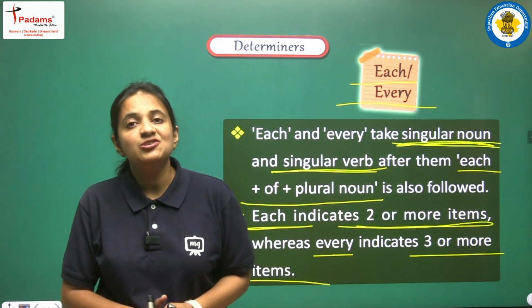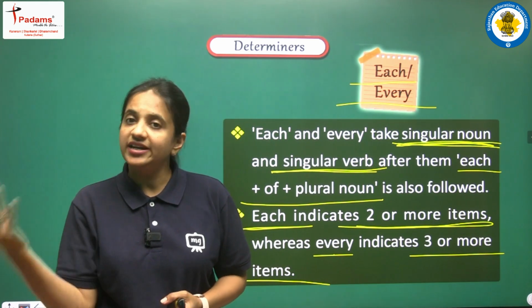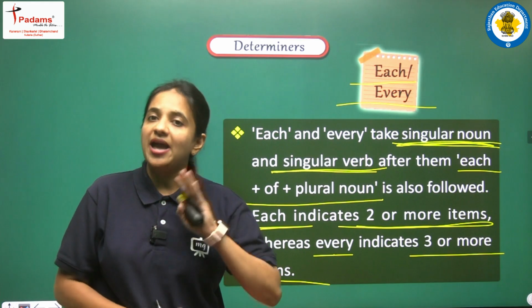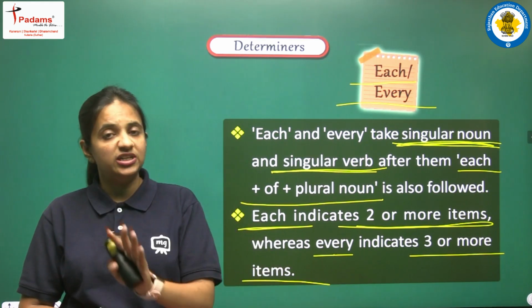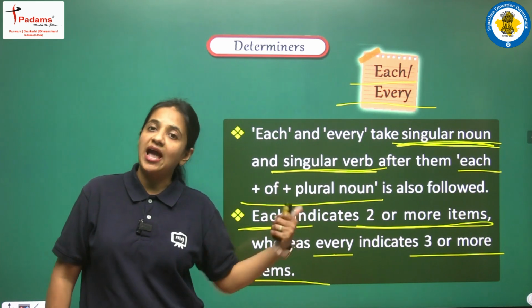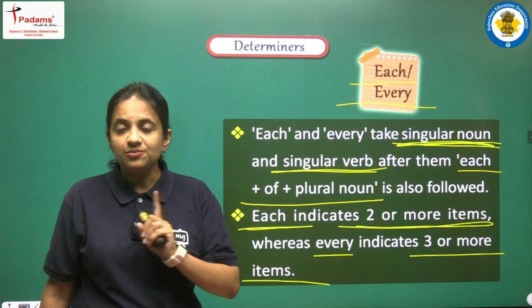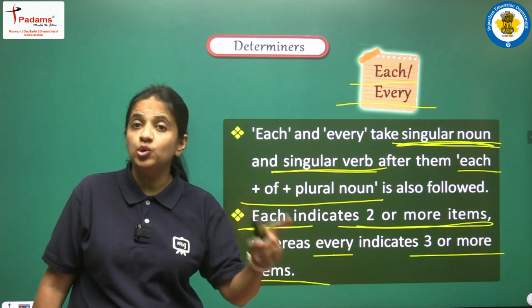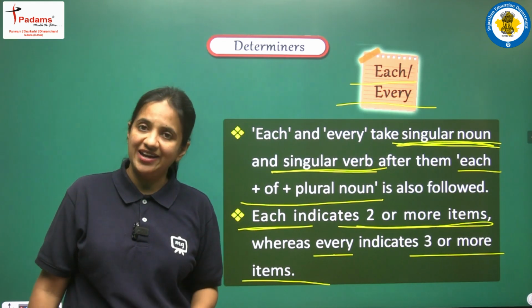So what we understand from this is that when we use each, there should be a minimum of two items, right? And when we use every, there should be a minimum of three items there, then only we can use every in a sentence. So this is a very important difference. Each means two or more items and every means three or more items.